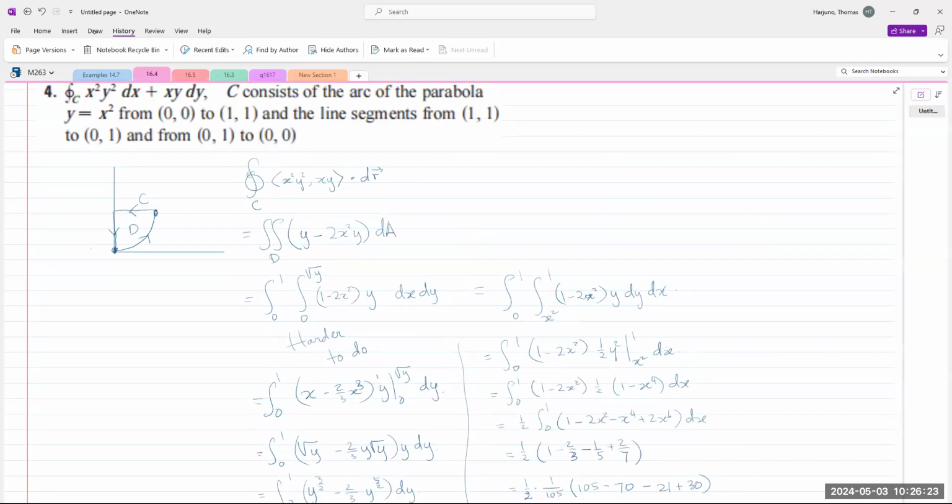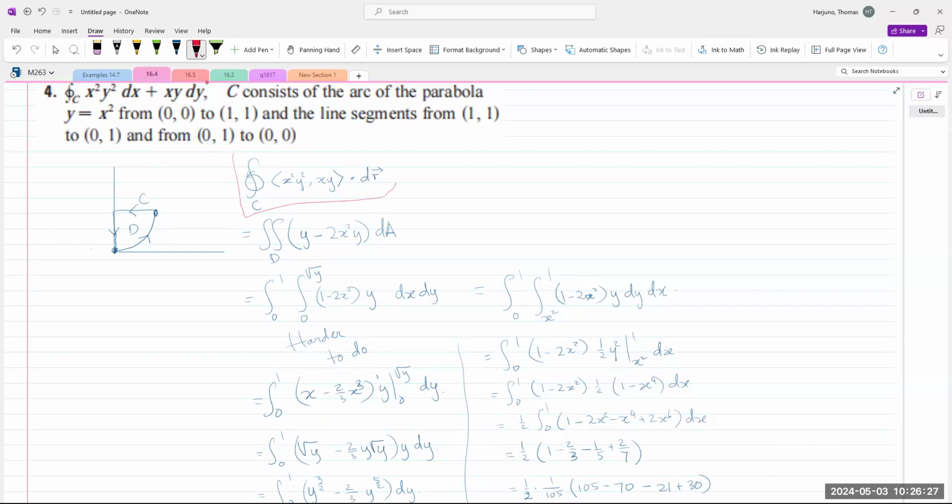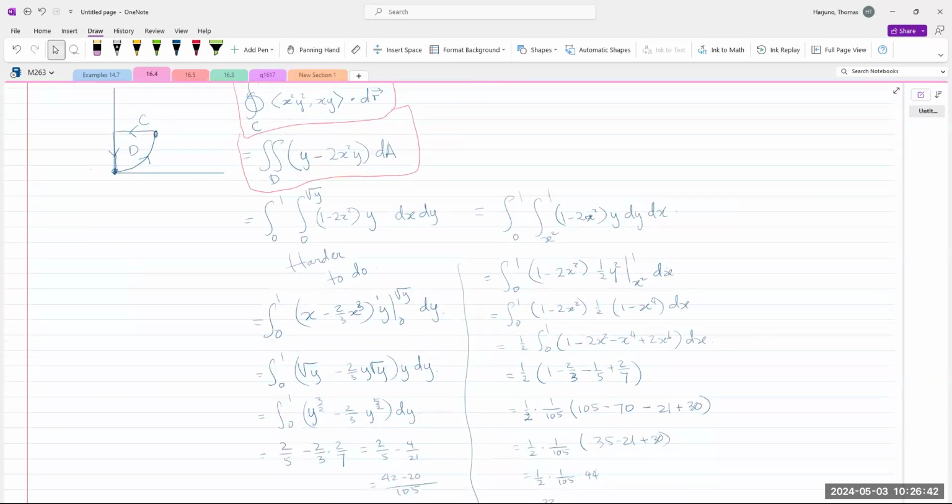But my point of this exercise is really that when we try to compute this integral over a closed curve, we basically reinterpret that using Green's theorem. Okay, and we compute the double integral instead. Okay, that's for number 4. Let's see more. Number 8.